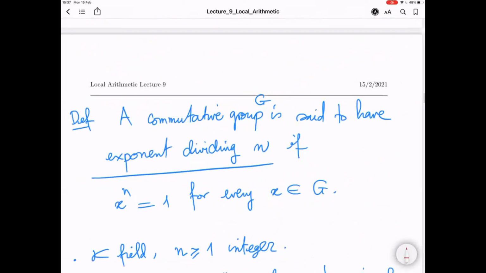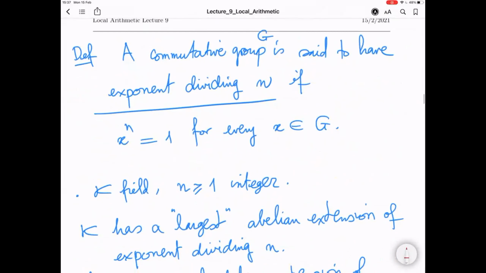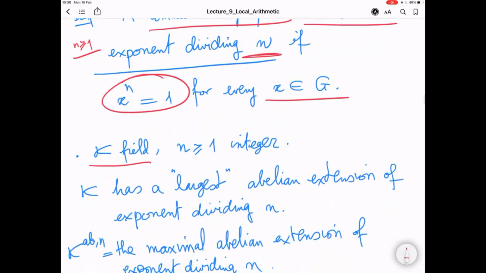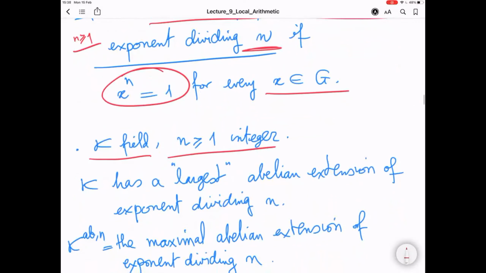So one can simplify the problem further or look at a special case. A commutative group is said to have exponent dividing n, n some integer, if the nth power of every element in that group is equal to 1. Okay? So now we are given a field K and an integer n.